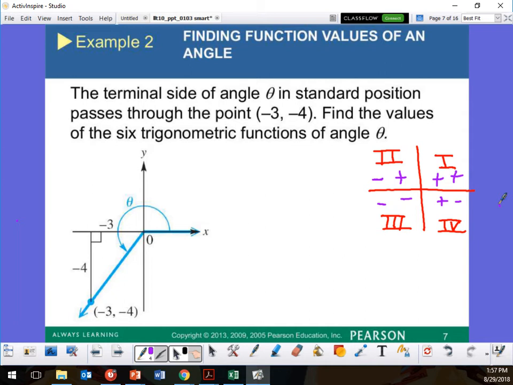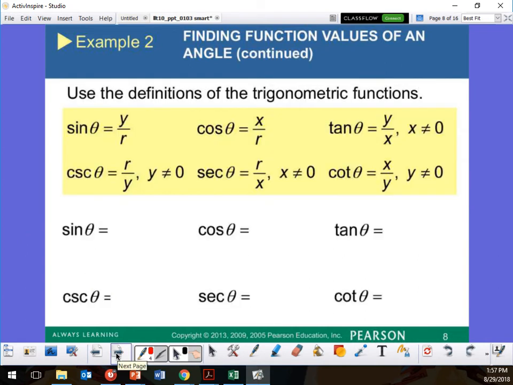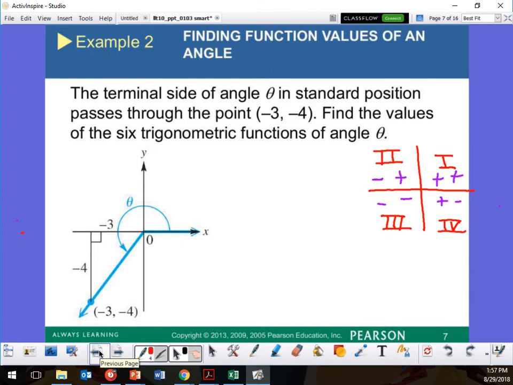All right, did you guys write it down? So this one right here is in quadrant 3, right? Okay, find the value of the 6 trig functions of this one right here. So now, what's the first thing I gotta find? R. R, thank you. To be able to do all 6 trig functions, I need R first, don't I? Yes. Okay, so let's go through and solve for R.